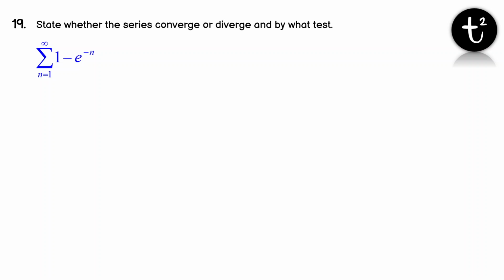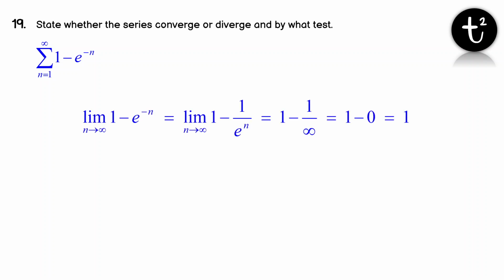So number 19 is the sum, as n goes from 1 to infinity, of 1 minus e raised to the power negative n. I'm going to just rewrite this as 1 minus 1 over e to the power n. And instead of finding the sum, let's find the limit. So the limit as n goes to infinity of this expression is equal to 1 minus 0, which is equal to 1. And since the limit does not go to 0, we can say that the original sum diverges by the divergence test.